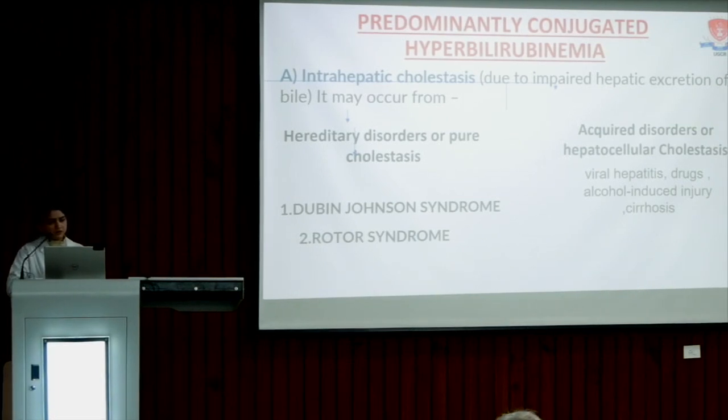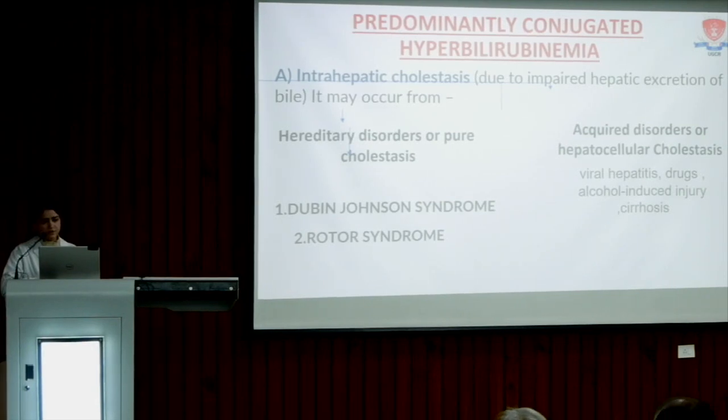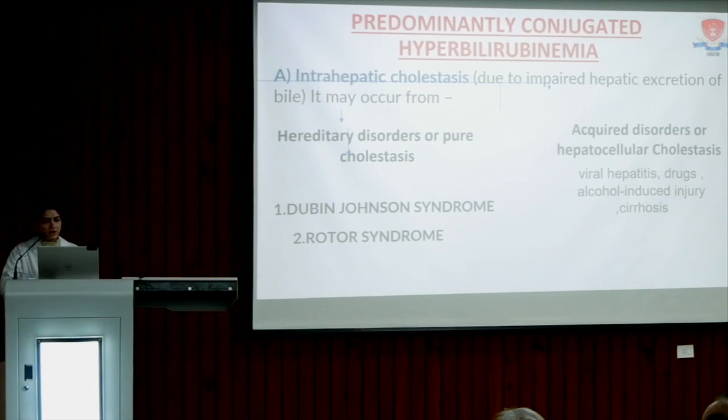Moving on to the mechanisms for predominantly conjugated hyperbilirubinemia, which can be due to cholestasis. Cholestasis is the impaired outflow of bile. It can be intrahepatic cholestasis or extrahepatic cholestasis. Intrahepatic cholestasis is due to impaired hepatic excretion of bile. It may be due to hereditary disorders, namely Dubin-Johnson syndrome and Rotor syndrome, and due to acquired disorders in case of viral hepatitis, drugs, alcohol-induced injury, and cirrhosis.